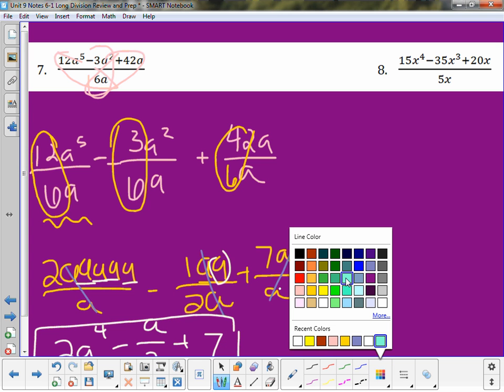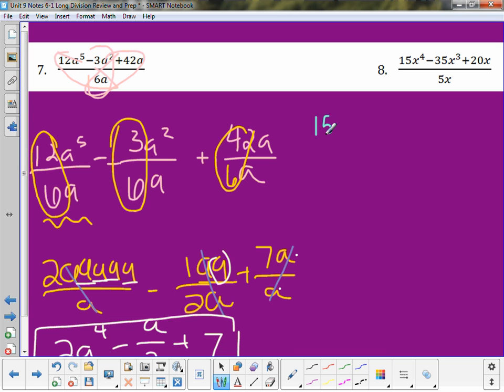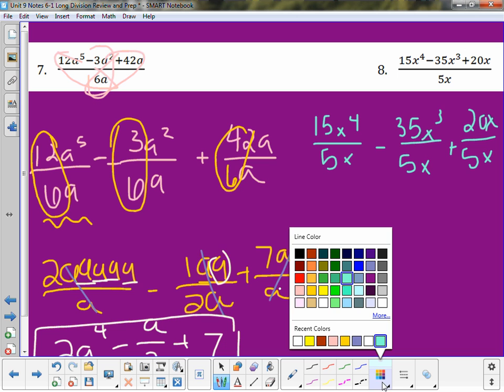So again, you want to split up each term individually. So I'm going to take 15x to the fourth and divide it by 5x. Then I'm going to take 35x cubed and divide it by 5x. And then I'm going to take 20x and I'm going to divide it by 5x. So now I want to go through and simplify each individual fraction.